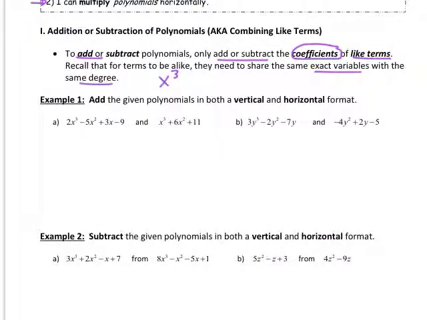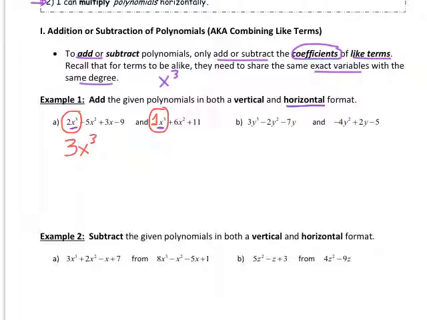All right, so for problem A, we're just going to leave these as they are next to each other. So we're going to do this in the horizontal format. I first have to look for things that are alike. I have an x to the third here, and I have an x to the third here. It's understood that there's a 1 in front of this x to the third. So I can add together this 1 plus these 2, and I end up with 3x to the third.